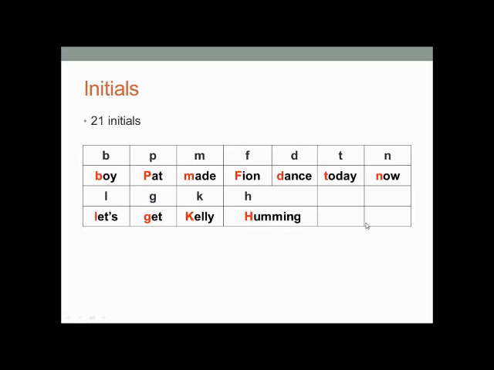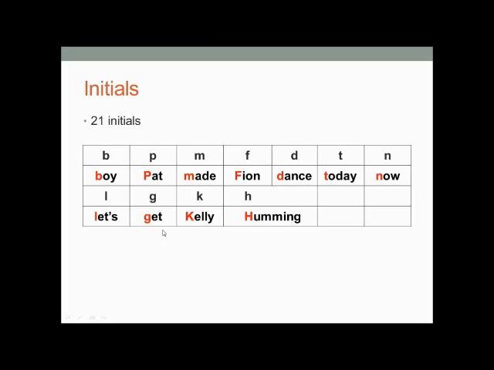You see, it's easy because Chinese and English share the same pronunciation. And in case you want to remember them faster, try this. Let's say you and your friends like to dare each other to do something you have never done before. And one day, one of them tells you, boy, Pat made Fionn dance today. Now let's get Kelly humming.